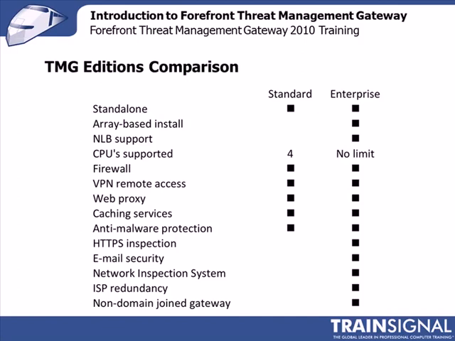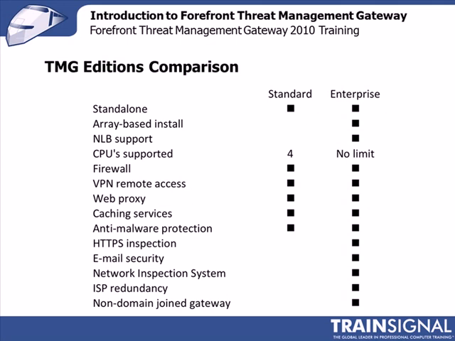Here's a look at how the two primary editions of TMG 2010 compare. We have the Standard on the left and the Enterprise on the right in two columns, and a block means that the edition has that particular feature. You'll see that the Standard Edition includes standalone installation capability, as opposed to array-based installation, which allows you to manage multiple TMG servers from one system. It supports up to 4 CPUs in a server, so it does limit your expansion capabilities somewhat, although 4 CPUs is still a lot. And the Standard Edition includes firewall, VPN remote access, web proxy, caching, and anti-malware protection.